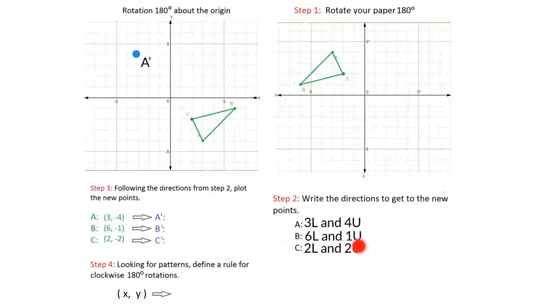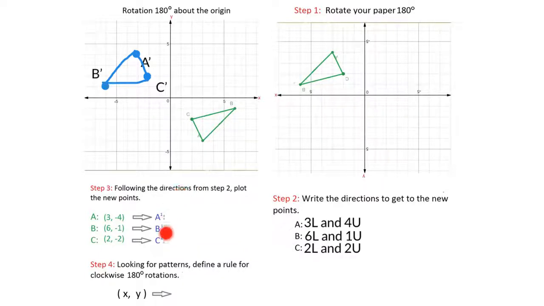Now let's move on to B. To get B prime, we're going to move 6 to the left and 1 up. So starting at the origin, 6 to the left and 1 up. We know B prime will be here. Let's go ahead and plot and label that. And moving on to our last point, starting at the origin, we'll travel 2 to the left and 2 up. C prime will end up here. Let's plot and label that one as well. Now we can connect our dots and see our triangle once it's been rotated.